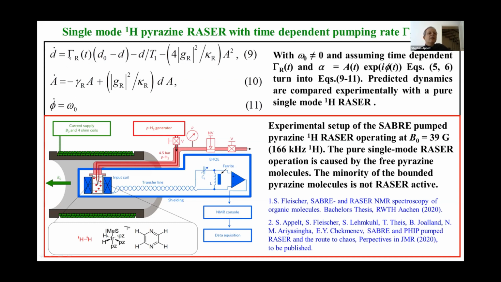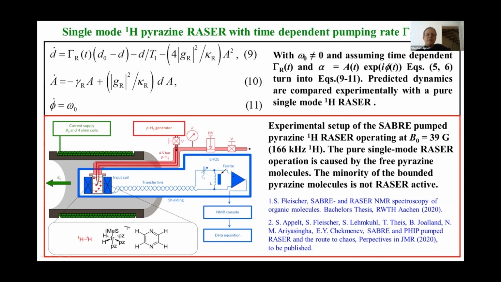Interesting, what we have here as a new element is the pumping rate here is not anymore constant. It's a function of time. So if the pumping becomes a function of time, then the things become interesting. It's not anymore relaxation or oscillation. So this is what we need to investigate in detail, a really pure single mode RASER. And a pure single mode RASER is parahydrogen, because the free parahydrogen, the majority, so all the protons are equivalent. There's only one mode. The bound species are not raising, so only the pure parahydrogen is a pure single mode RASER.